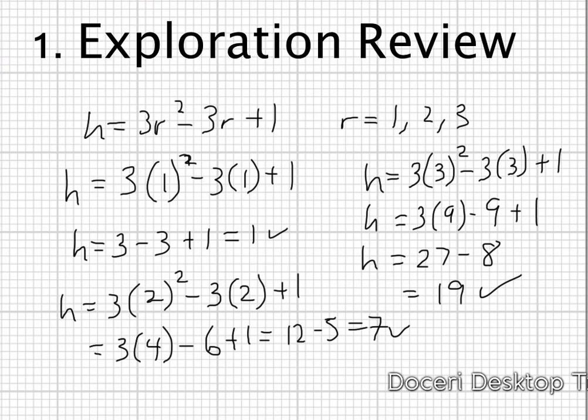The last part you had to do was identify the domain and range of this function. Your domain is your r value, and that represents which ring you're in. And your range is your output, your h value, and that represents the number of hexagons.